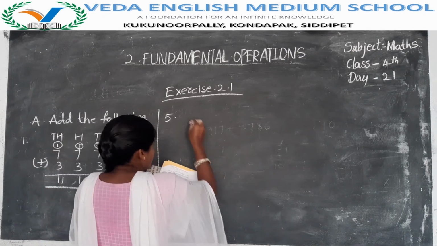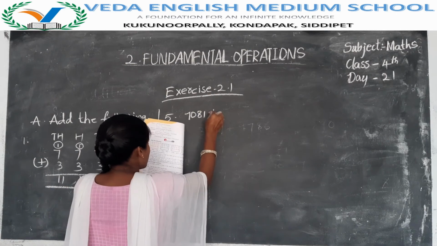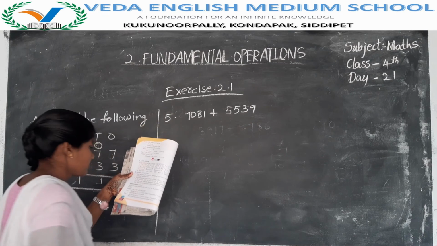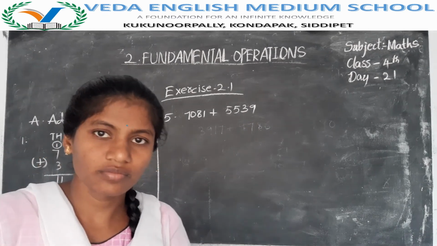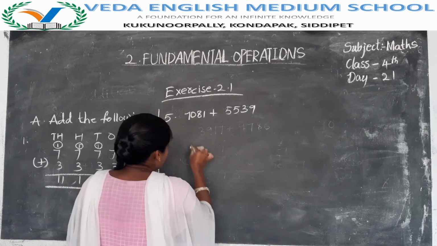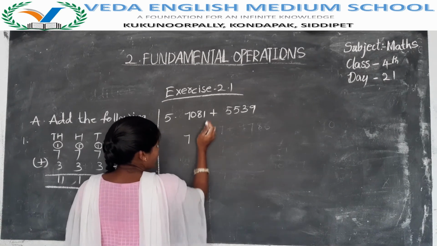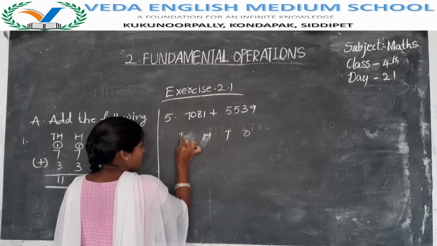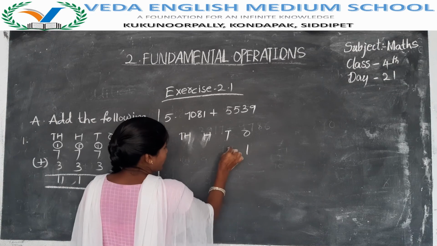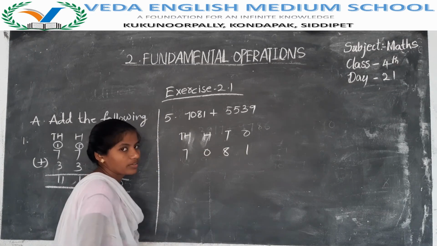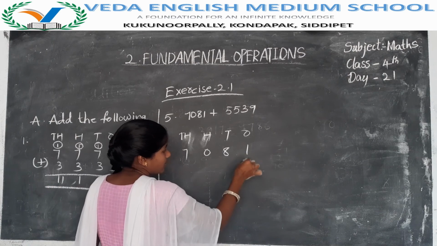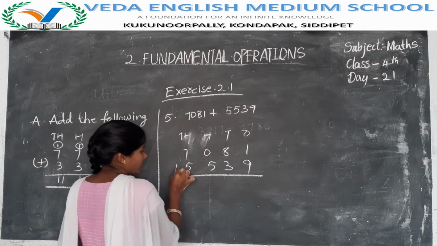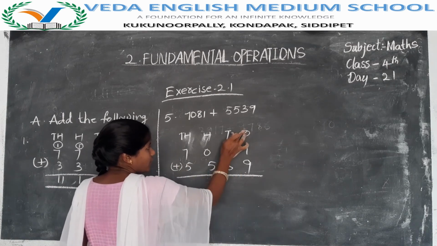7081 plus 5539. Next, ones, tens, hundreds, thousands. 1807. Next number is 9355. Right side to left side. From the ones place onwards you have to start.